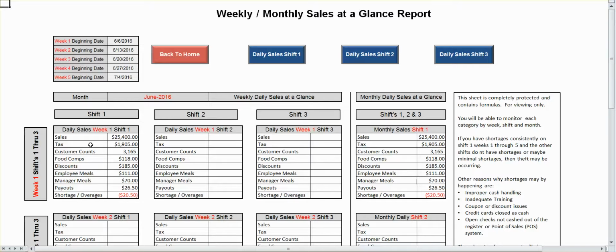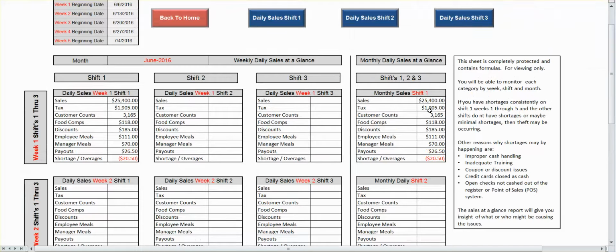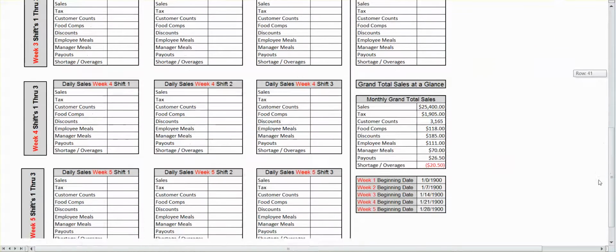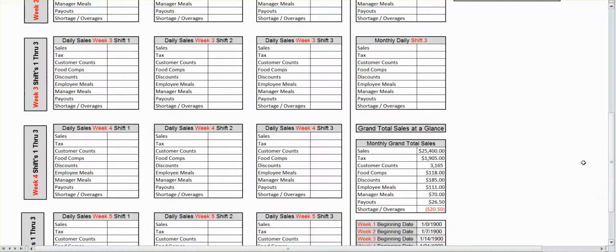And then as shifts go by, let's say you have 3 shifts worth of information, it's actually going to your monthly sales shift 1 area here. And that's per shift. Shift 1, shift 2, shift 3, and then you have a grand total sales at a glance, so it's going to be a combination of all 3 shifts or all 2 shifts. It'll be here as well. And then corresponding week dates, it'll tell you what week 1 is, week 2, week 3, week 4, week 5. That way you know exactly the date, the week beginning date for any particular shift.